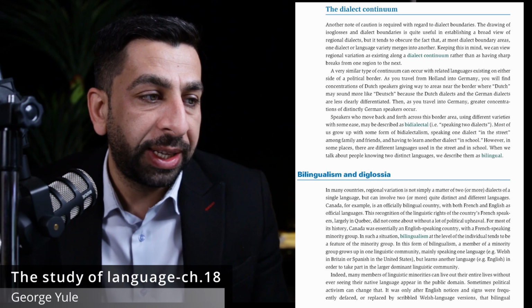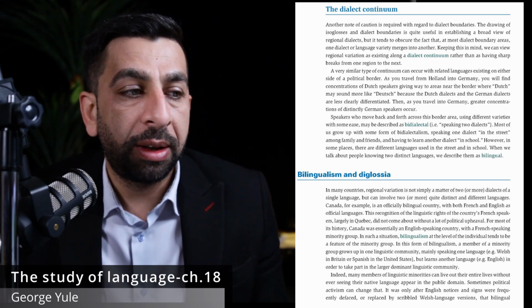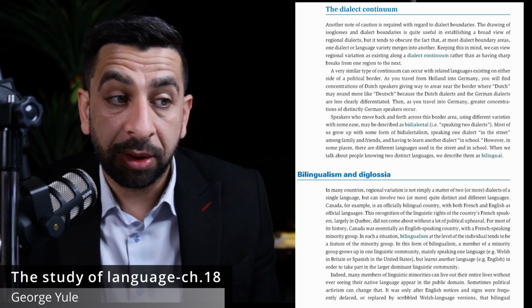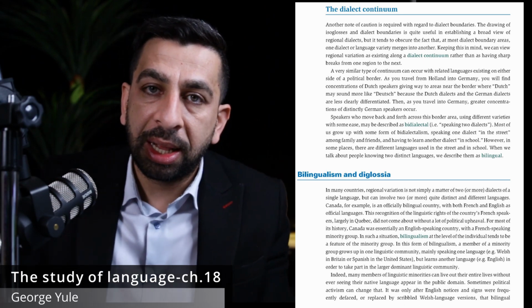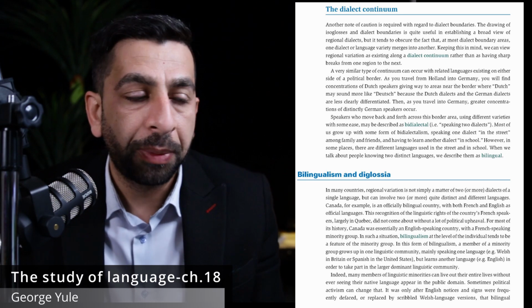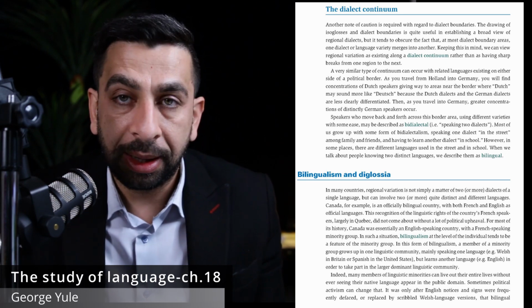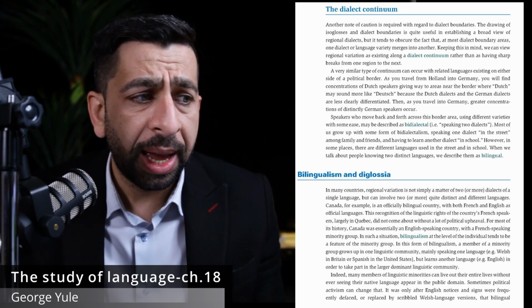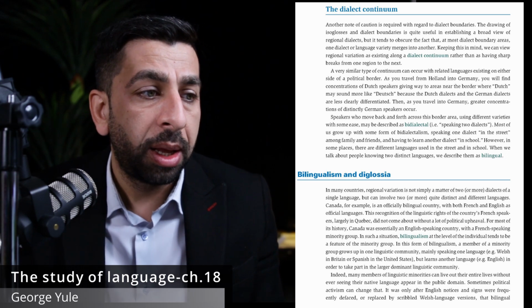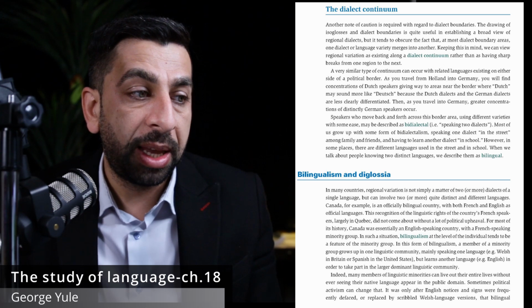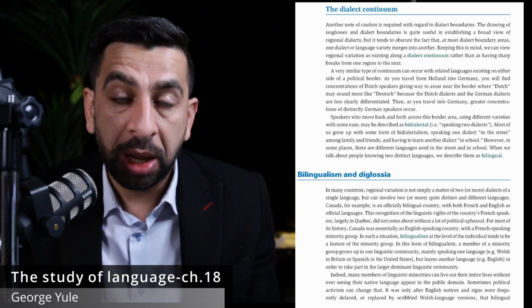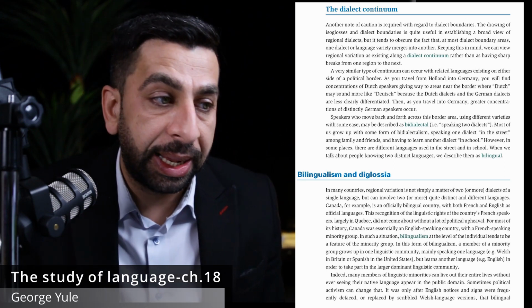For most of its history, Canada was essentially an English-speaking country with a French-speaking minority group. Throughout history, Canada spoke English with a minority of French people. In such a situation, bilingualism at the level of the individual tends to be a feature of the minority group. So French was the language of the minority.